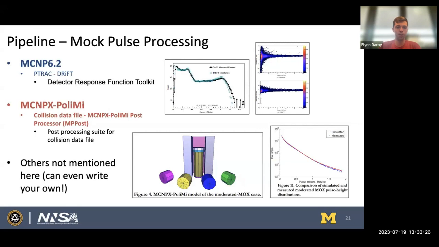In MCNP 6.2, these mock pulse processing modules for PTRAC, DRiFT, the detector response function toolkit, are in development. You can see the response for an organic scintillator to a sodium-22 source on the center plot, and the DRiFT simulation agrees quite well with measurement. So that's similar to the plot we showed below, but instead of going directly from a tally, you would be going through the particle tracking, which looks at every particle collision and then scales it to this energy response spectrum.